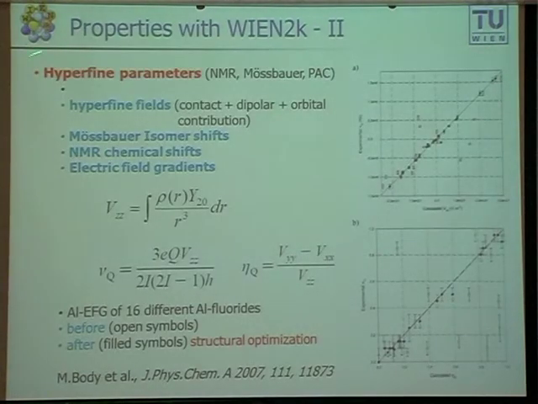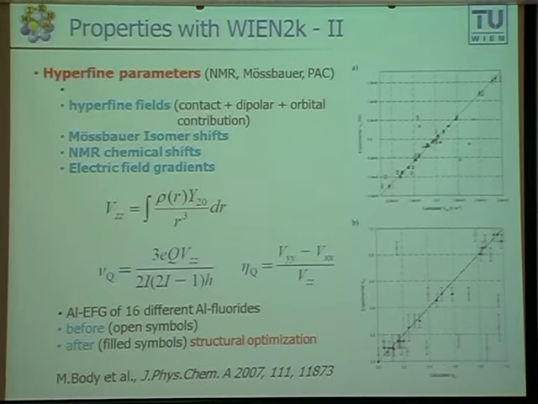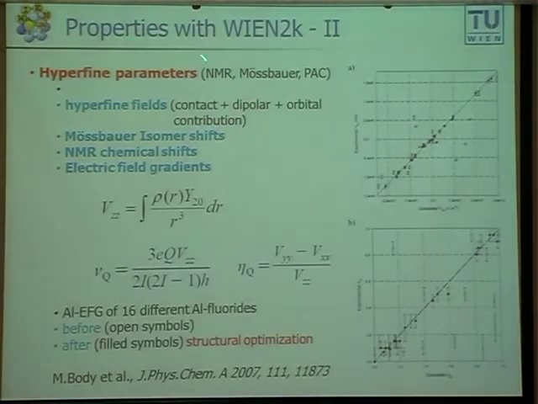An example where you really need an all-electron code, not a pseudo-potential code, is when you want to calculate hyperfine parameters. That means quantities coming from electrons, of course, but measured at the position of the nucleus. So NMR, Mössbauer spectroscopy. So hyperfine field, Mössbauer isomer shifts, NMR chemical shifts, or quadrupole splitting, or I call it here electric field gradients. And this is an example of aluminum NMR spectroscopy.